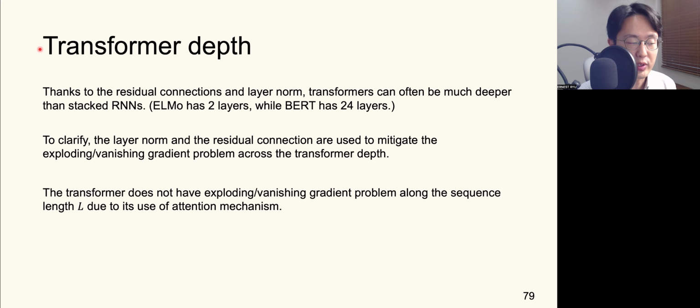And these kinds of considerations contribute to the exploding and vanishing gradient problem. However, transformers don't have this recurrent operation along the sequence length. Basically, the transformer makes no effort to summarize anything along the sequence length. All the information along the sequence length is preserved, and therefore there is no exploding or vanishing gradient problem that arises along the sequence length.